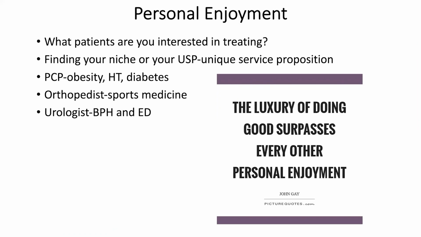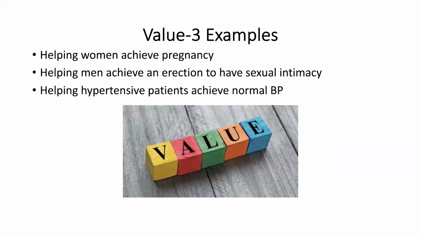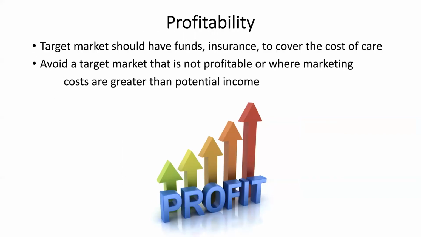If you're in primary care, it could be obesity. If you're an orthopedist, it could be sports medicine. If you're a urologist, it could be benign prostate enlargement or erectile dysfunction. Next, you have to look at the value that you bring. 3 examples would be an OB/GYN or IVF facility helping women achieve pregnancy. If you're a urologist, helping men achieve an erection. If you're in primary care, it might be helping hypertensive patients achieve normal blood pressures.